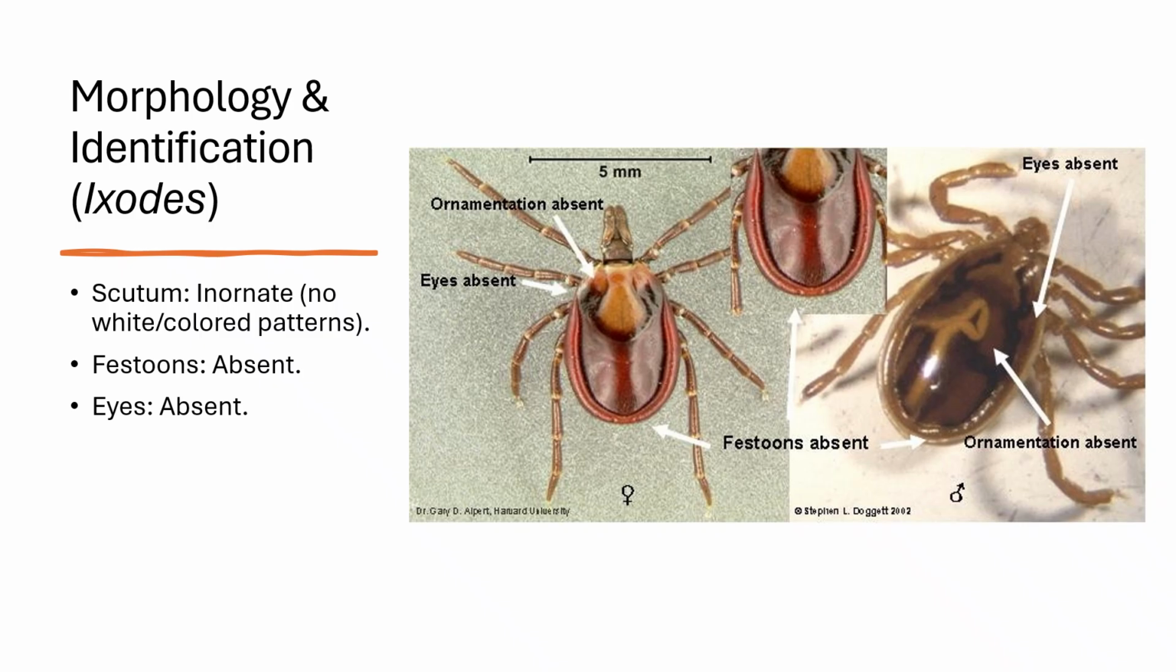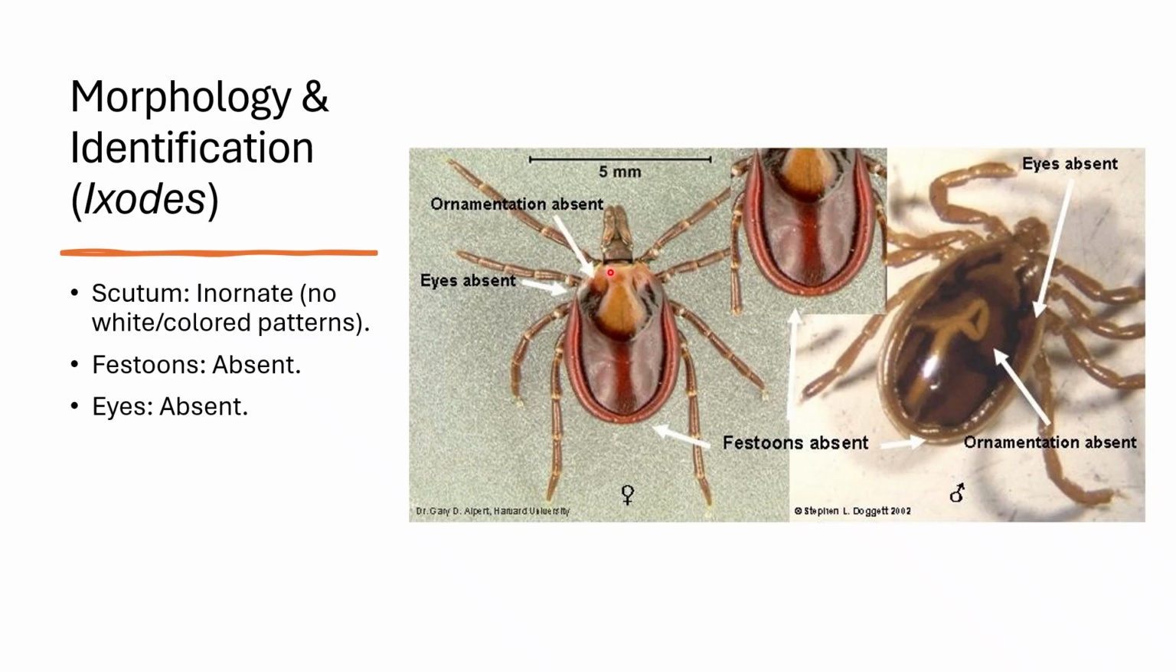Another feature is the scutum for the Ixodes ticks. The scutum exhibits no white or colored pattern, so the term is inornate scutum. And for the festoons and the eyes, these structures are absent for the Ixodes ticks. The diagram shows the dorsal view of a typical male and female Ixodes with identifying features of the genus arrowed. So we have here, of course, the scutum.